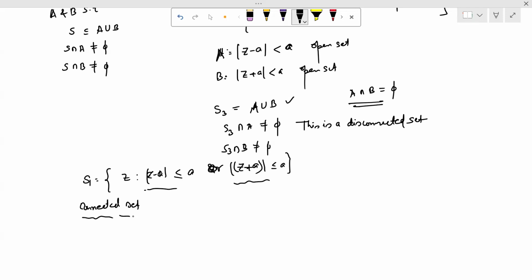Now another way of looking at it is to see that for a disconnected set you need to have two open sets, in a way that you can express your complete S3. Let's say S3 I could express as A union B, and S3 intersection A. So even if I take an open variant, the point is this equality. How to justify this equality? Is that clear? How to justify this equality?